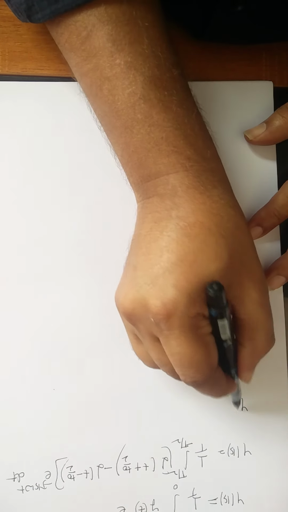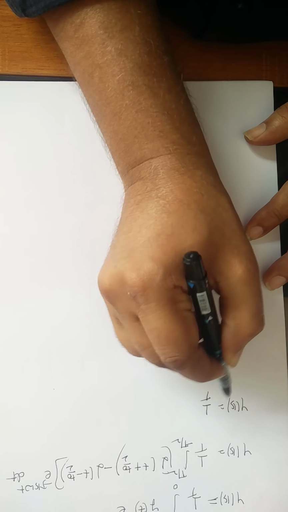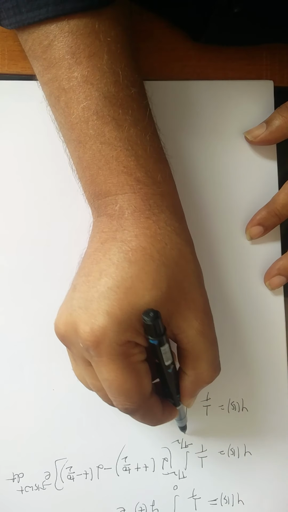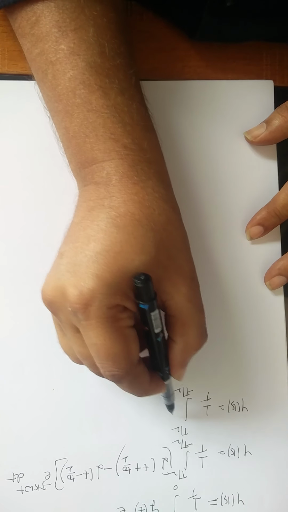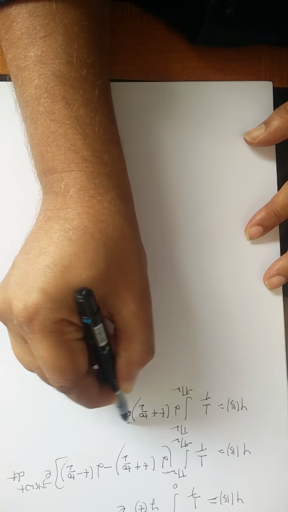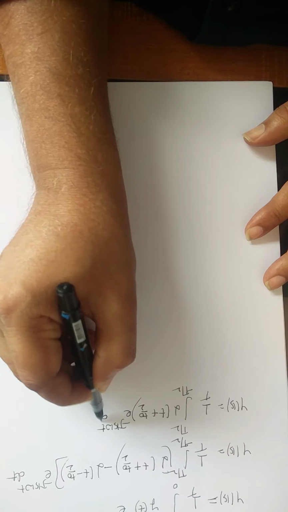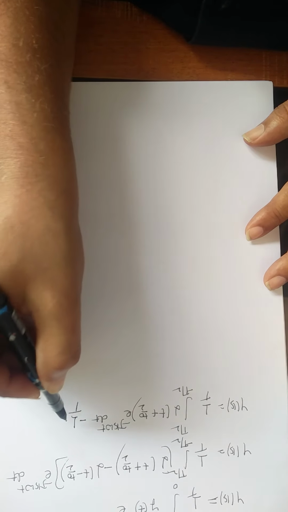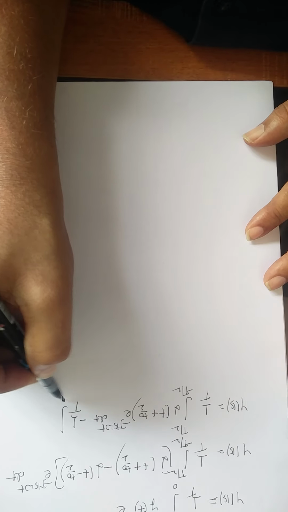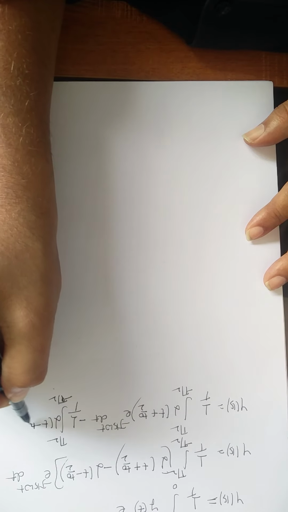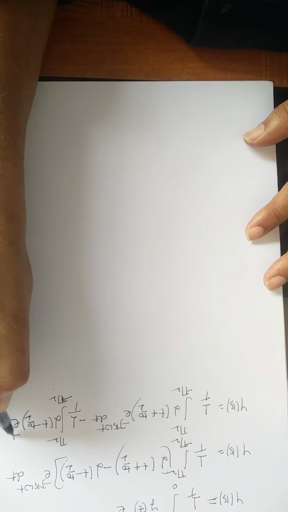Okay, that is Y of k equals 1 by T integral from minus T by 2 to plus T by 2 of delta of t plus T naught by 2 e to the power of minus jk omega t dt, minus 1 by T integral from minus T by 2 to plus T by 2 of delta of t minus T naught by 2 e to the power of minus jk omega t dt.